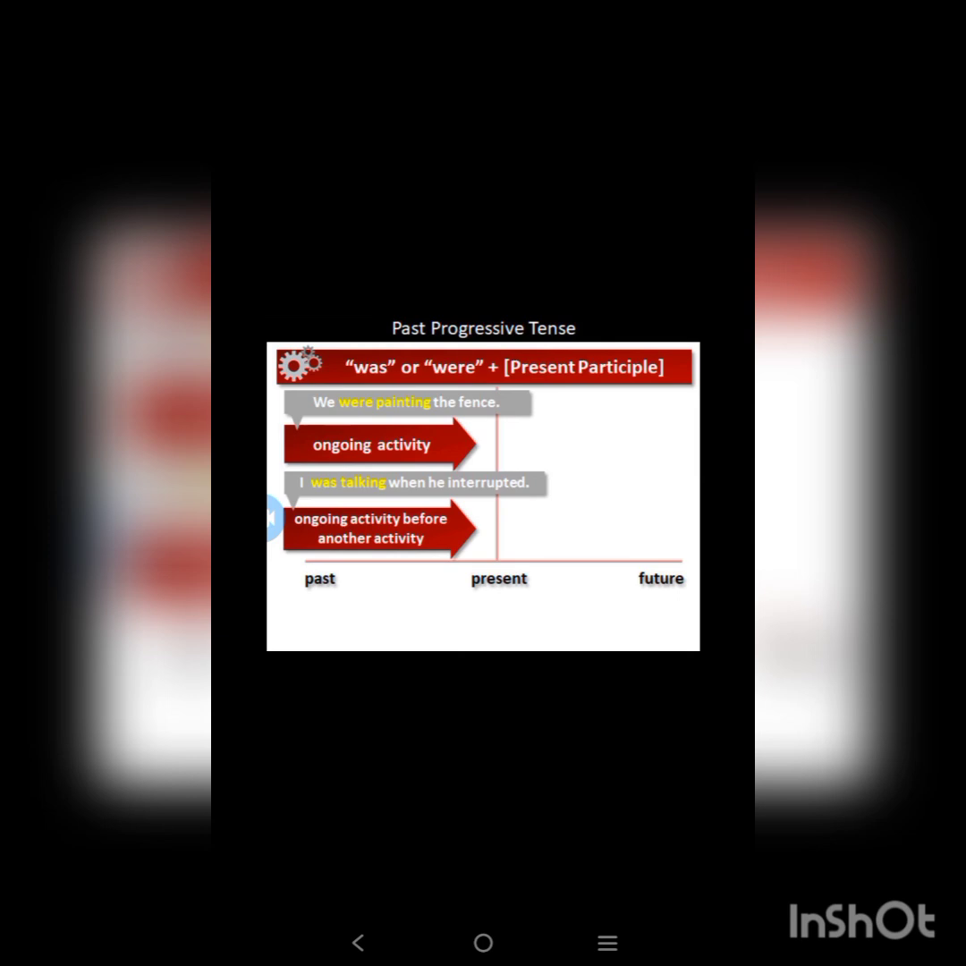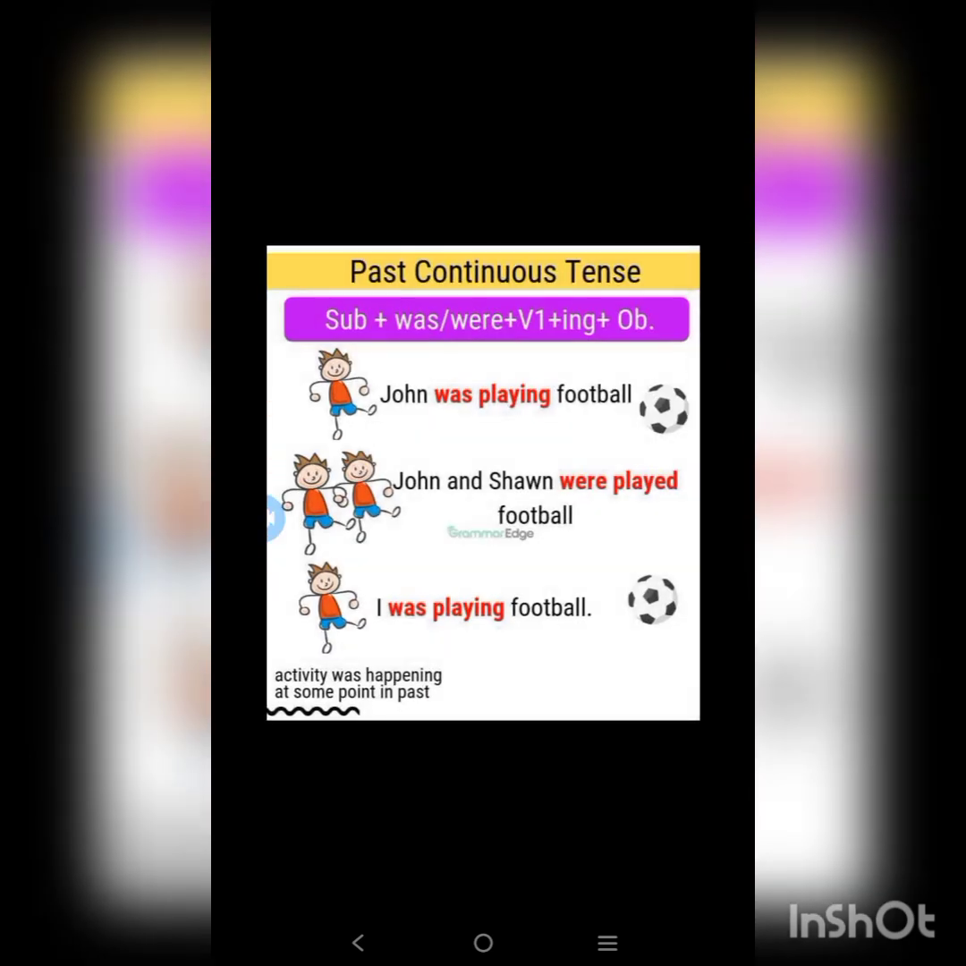So in this past continuous tense we use was or were plus the present participle of the verb. Present participle, you know what it means, is it? Verb plus ing is the present participle. So in this we will use was or were plus present participle of the verb. So see here some other examples are given for you.